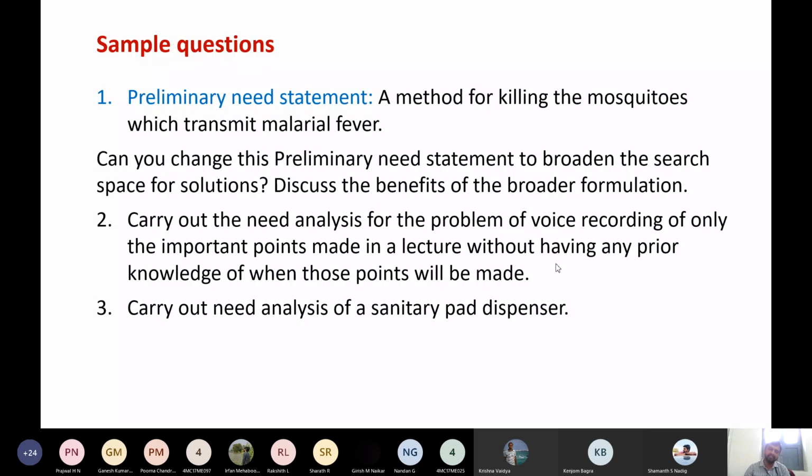These are the specifications. Like that, in the internals you may get any product. It may be a car, bike, laptop, mobile phone, or even a chair. You may get any product. For that you may have to do need analysis and write a preliminary need statement. So be ready for that. So this completes unit 2.